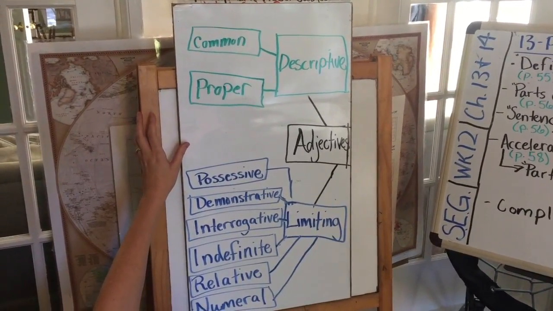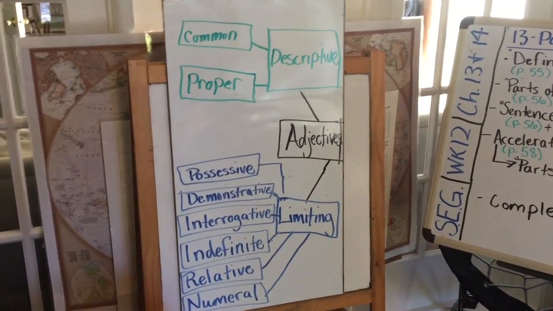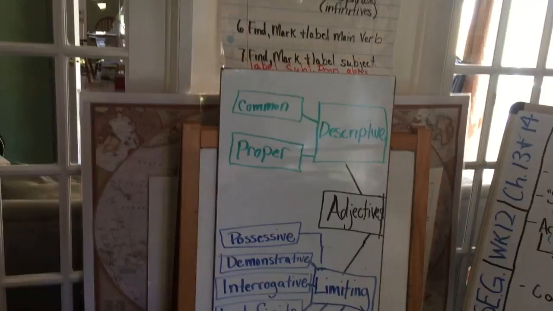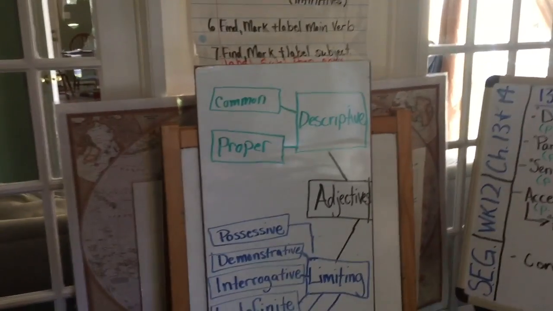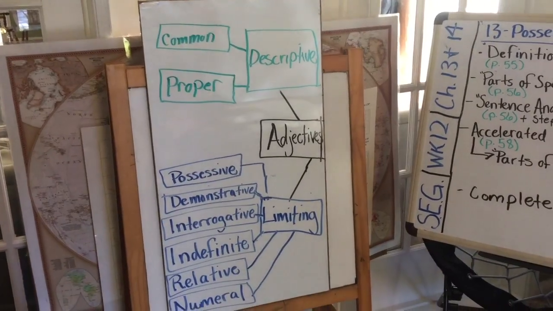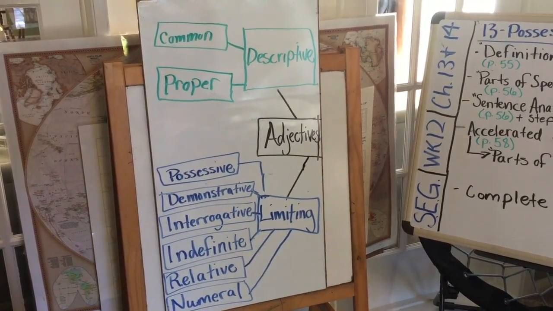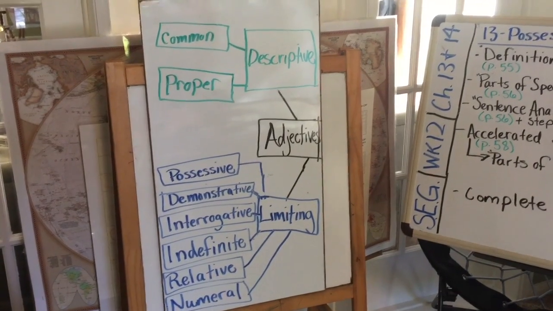So a numeral would be like 1, 2, 3. Interrogative adjective. Yeah, exactly. Why do we call it limiting, do you think? It could be a limiting thought. If you're saying one pencil, you can't think it's two pencils. So I guess that might be a limiting thought.